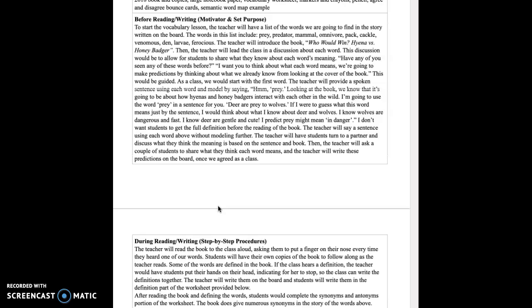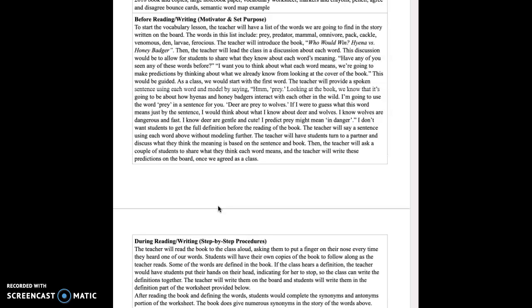And then, getting into the predicting part of the lesson: I want you to think about what each word means. We're going to make predictions by thinking about what we already know from looking at the cover of the book. So this would be guided. As a class, we would start with the first word. The teacher would provide a spoken sentence using each word and model by saying, prey. Looking at the book, we know that it's going to be about how hyenas and honey badgers interact with each other in the wild.